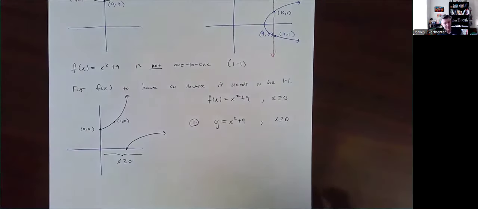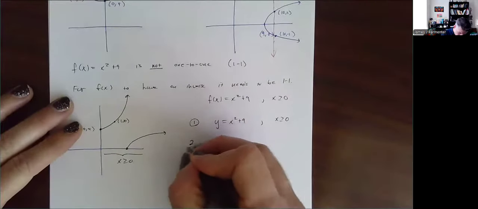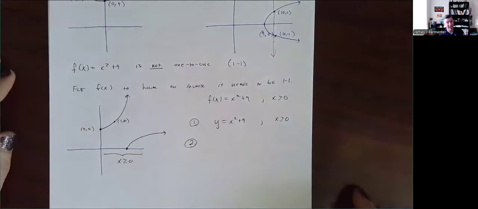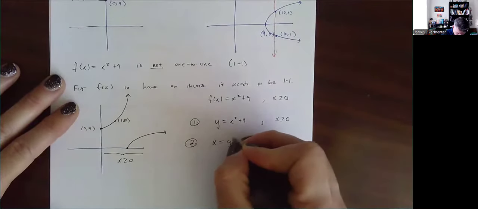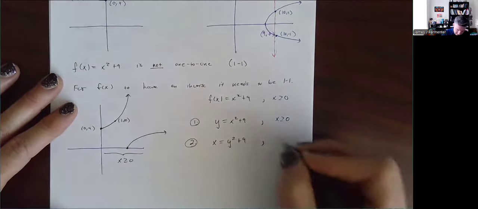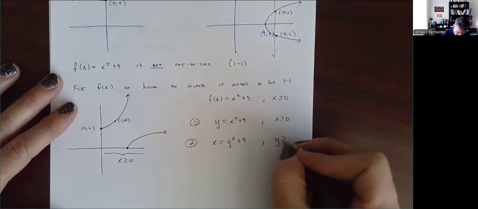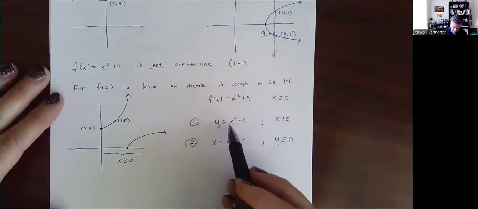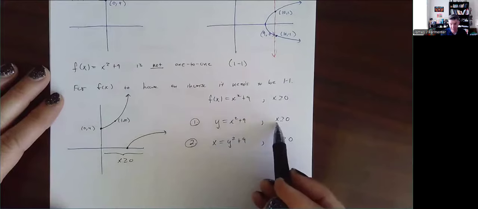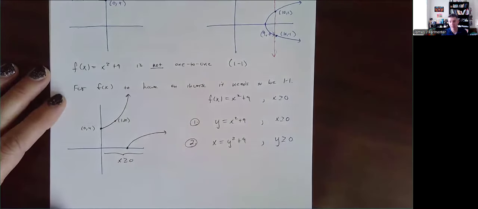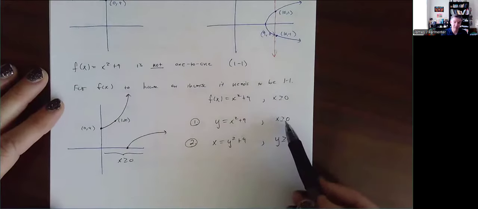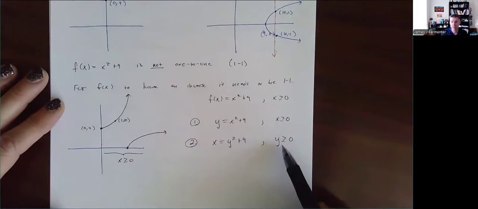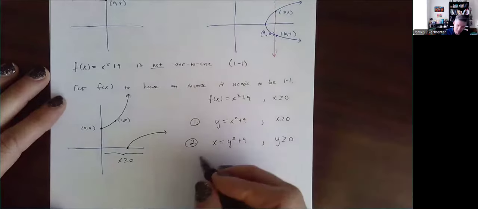Okay, so here's what's going to happen. We're going to interchange all the x's and y's. So I'm going to get x equal to y squared plus 9. And now I'm going to say that y has to be greater than or equal to 0. Every x, including the one in the domain, changes to a y. So now this domain restriction for my inverse function becomes a range restriction. Kind of strange. But then we carry on.